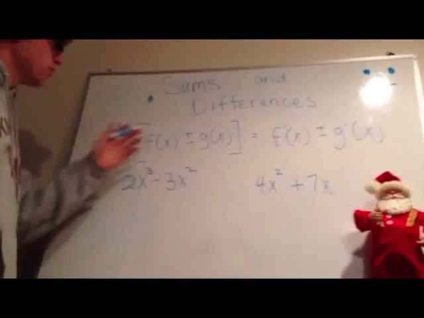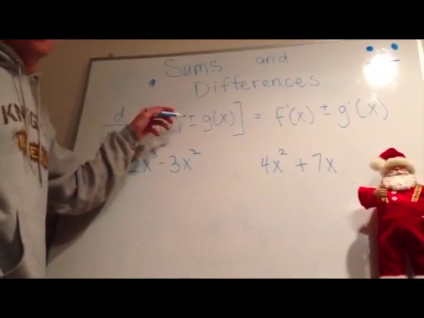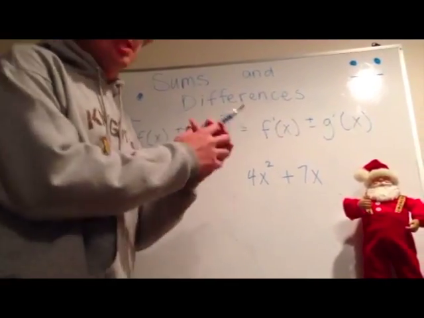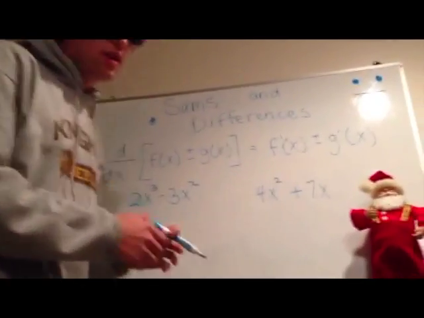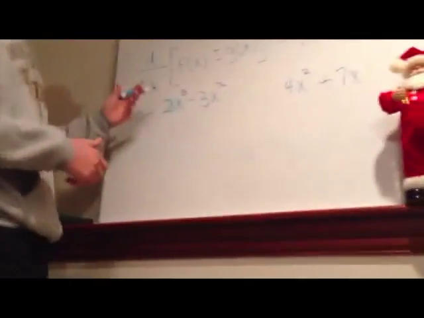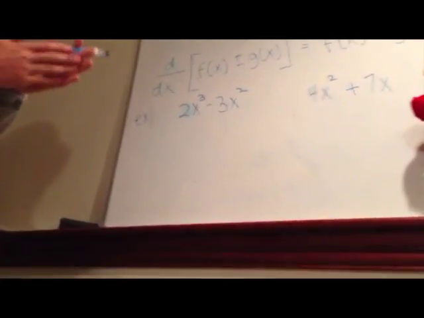Now that we've worked on some of the basic rules, we're going to go into something very challenging: the sums and differences. Very easy. When you're taking the derivative of f at x plus or minus g of x, you simply separate them out and take the derivative. Very simple, not challenging at all. Let's do a couple examples just to make sure it's in your heads.